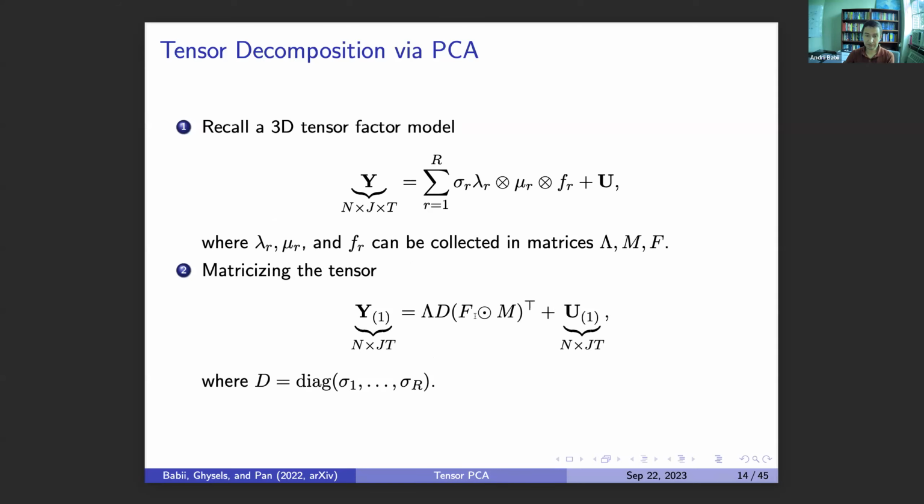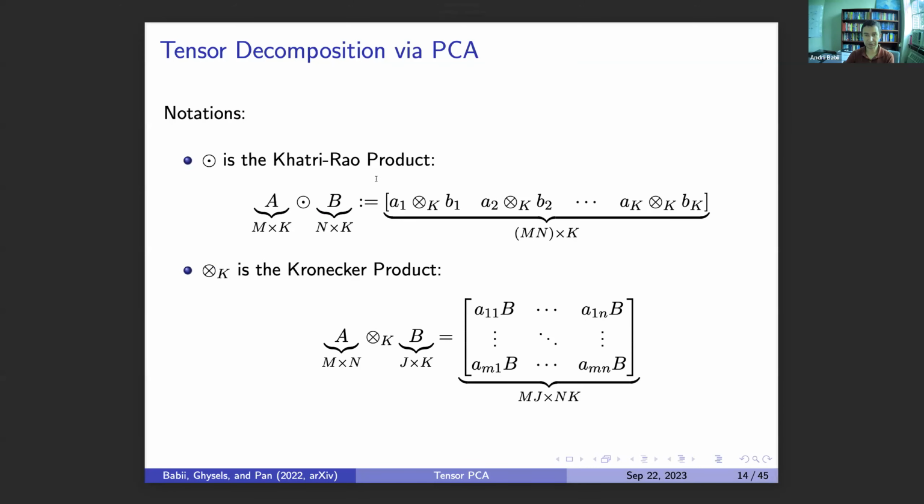And in this second matrix that we have in the product, we have this notation. So this denotes the Khatri-Rao product, which is defined as a column-wise Kronecker product for two matrices. So this is tensor product with subscript k, a Kronecker product. And the Khatri-Rao product is taking columns of two matrices and multiplying them in the Kronecker sense.